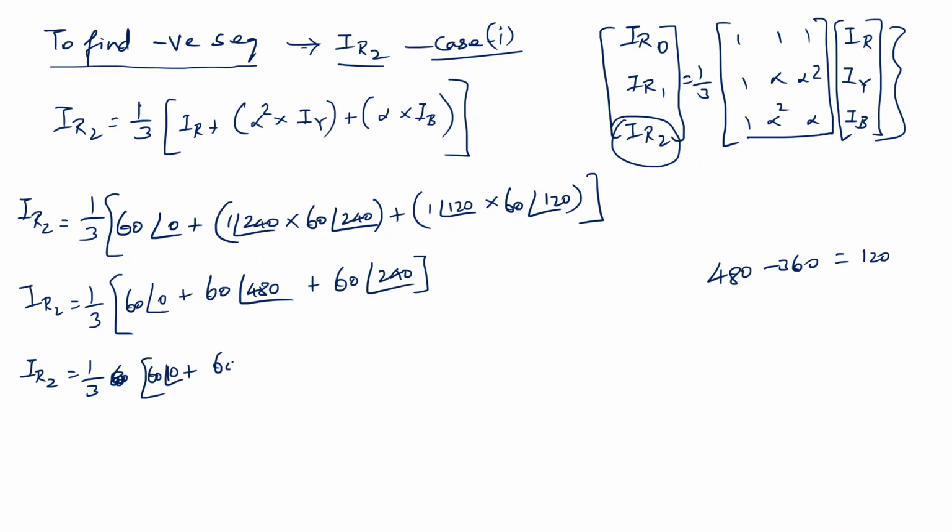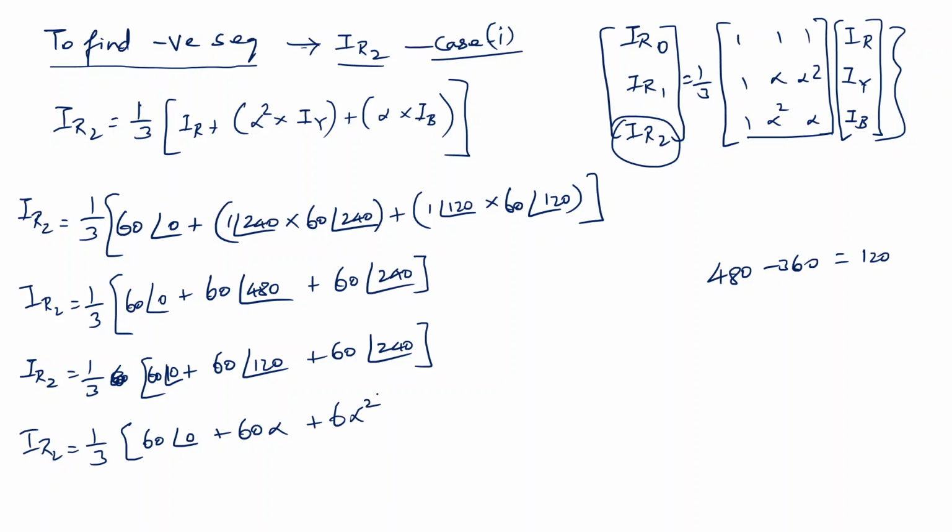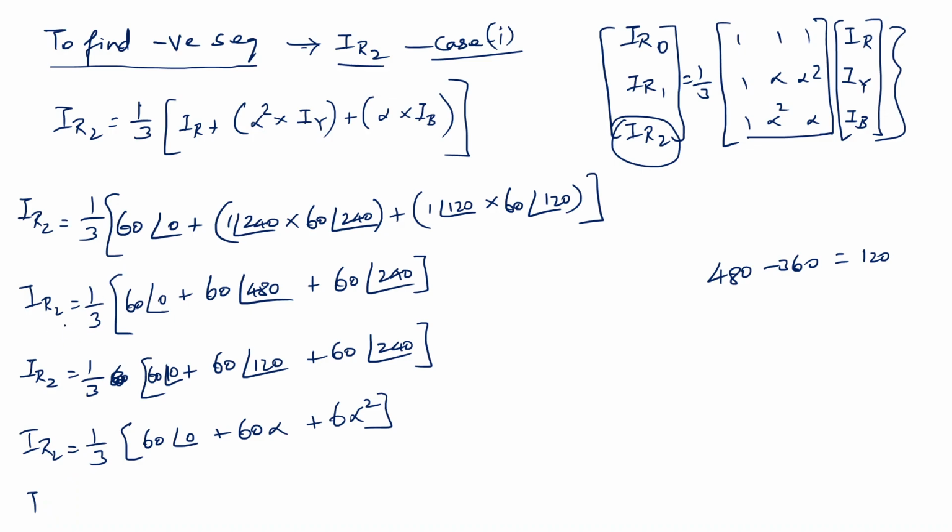Next step we will go. So 60 into 120 plus 60 angle 240. So IR2 is equal to 1 by 3. Next, 60 angle 0 plus 60 into alpha, correct? Plus 60 into alpha square. So IR2 is equal to 1 divided by 3 into 60, 1 plus alpha square.